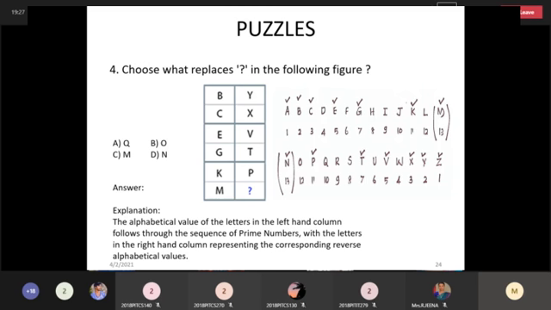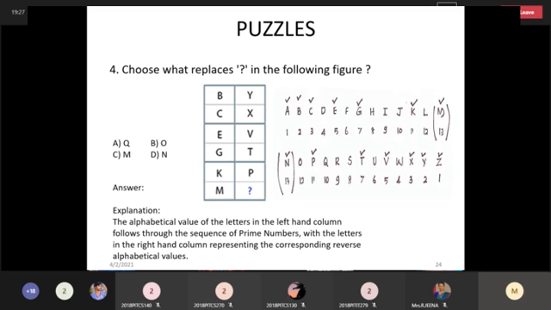Okay, so the options they have given are: option B, O, and then C, M, and then D, N. So we can write the alphabet A, B, C, D, E, F, G, H, I, J, K, L, M, and then following N, O, P, Q, R, S, T, U, V, W, X, Y, Z.